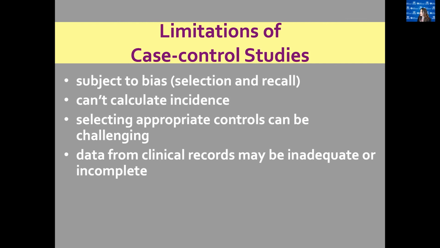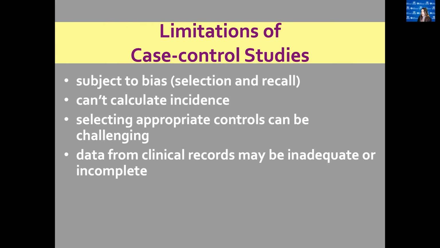However, because we are asking people about exposures in the past, these kinds of studies are subject to what's called recall bias, where sometimes people who have a disease are more likely to recall their exposures that may have been associated with the disease than are people without the disease. So sometimes there's bias introduced when you're asking people to recall their exposures. We can't calculate incidence because we're starting with people based on whether or not they have the disease. So we cannot be counting up new cases of disease. Sometimes choosing appropriate controls can be a little bit tricky.